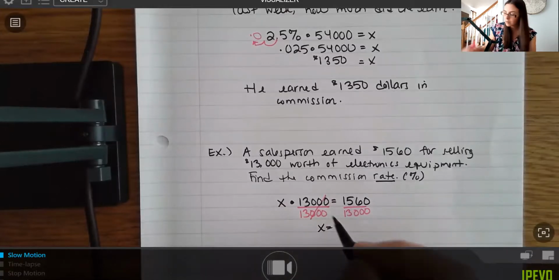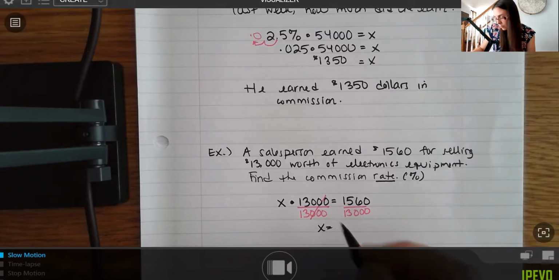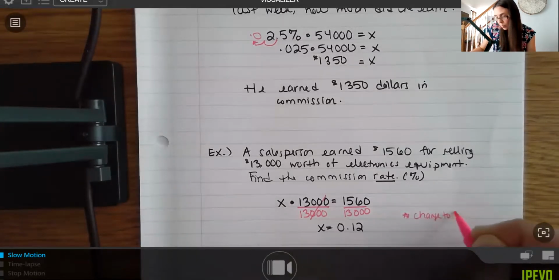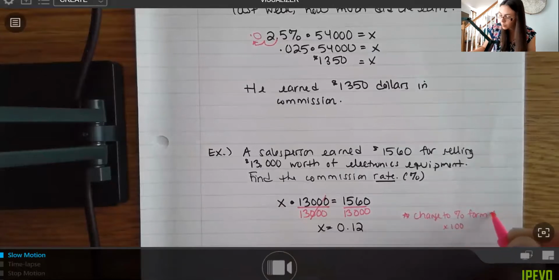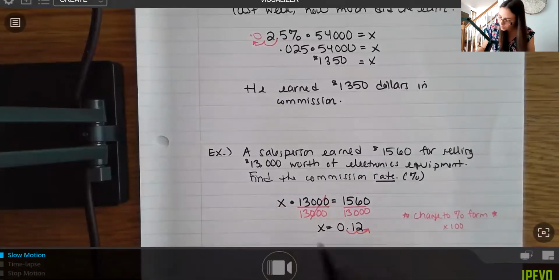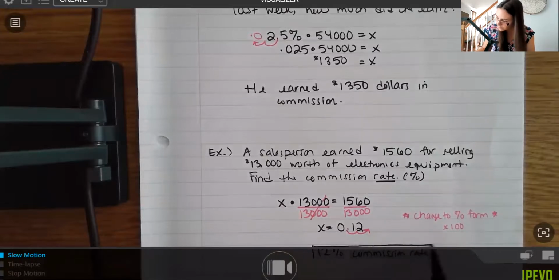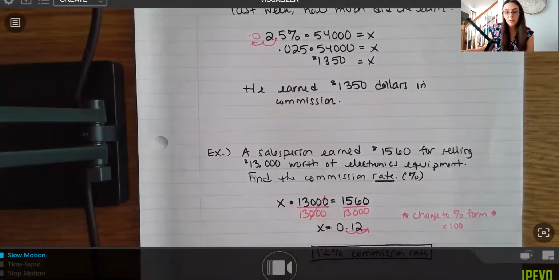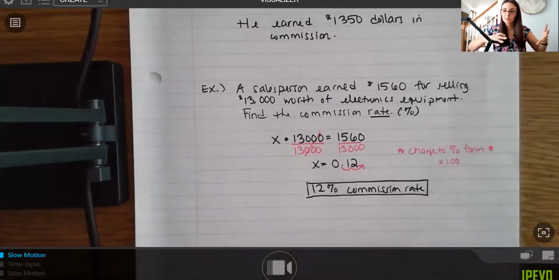Now, again, don't forget, we have to change to the percent form here whenever you are solving for a percent. So I'm going to multiply this back by 100, and I get an answer of 12% rate. Okay, so this person earns a higher commission rate than the one in the previous example.